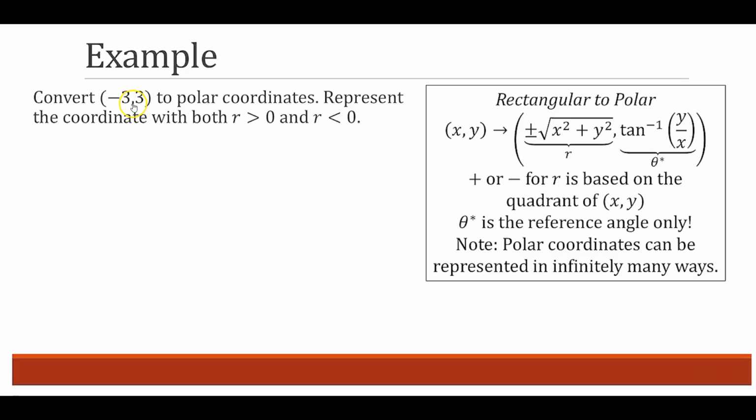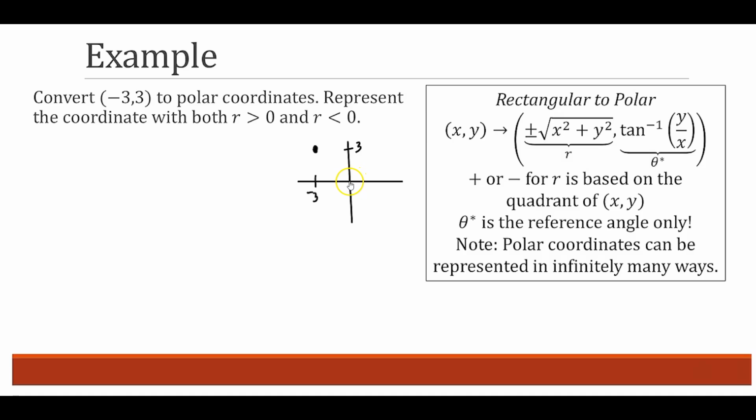So we're going to convert negative 3, 3 to polar coordinates. So I'm actually going to start by just plotting negative 3, 3. So I'm just going to do a quick little plot of negative 3, 3. So that's going to lead me over here to quadrant 2. So I'm trying to find a way to represent this particular coordinate point as a polar coordinate in two different ways, with a positive directed distance and a negative directed distance.